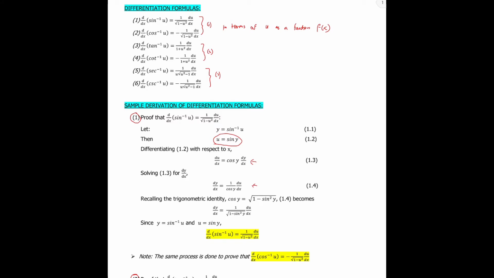Then ang atong derivation sa pagkuha sa mga equivalent nga trigonometric identities, specifically for this one is kani, and kana siya, class, gikan na siya dito sa sine squared y plus cosine squared y is equal to 1. So diyan na siya gikan, isa na siya sa mga pinaka basic na trigonometric identity.